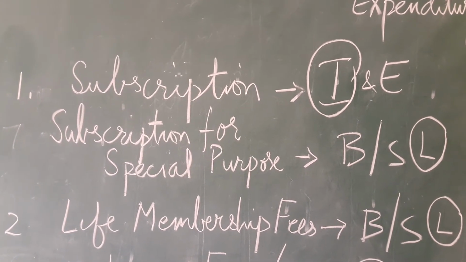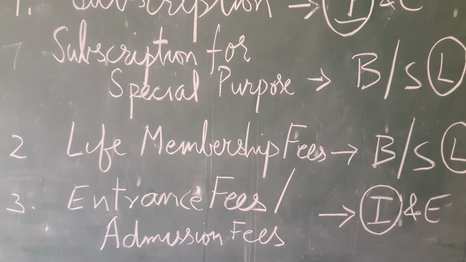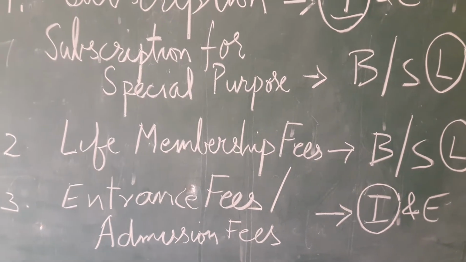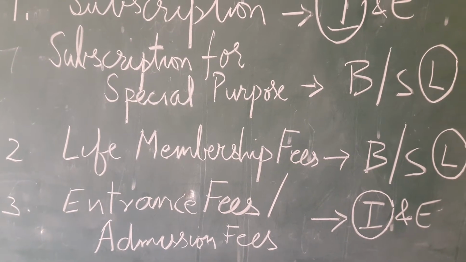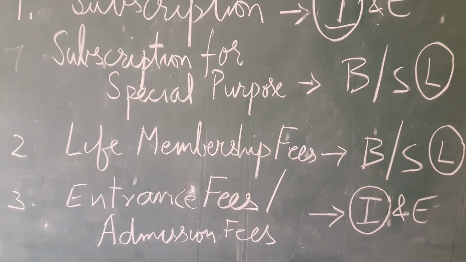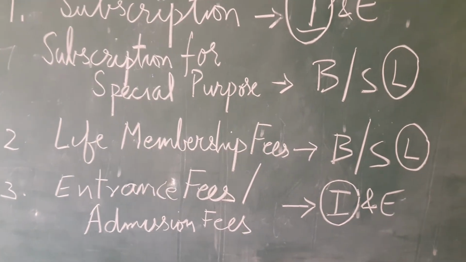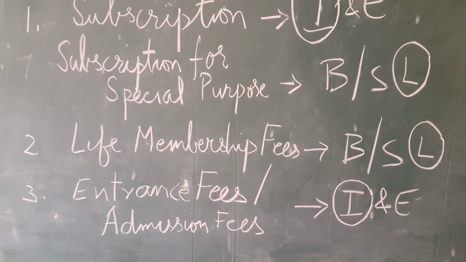Life membership fees. Next is our entrance fees or admission fees. I told you this also may come recurrently, and so it is an income for NPO. It will be shown in the income and expenditure account on the income side.